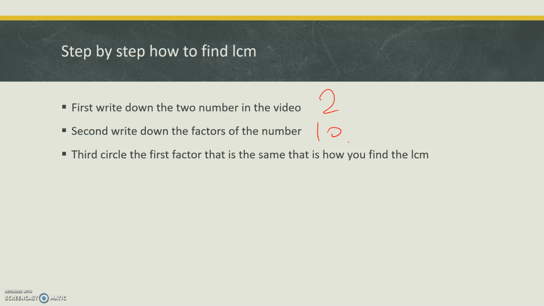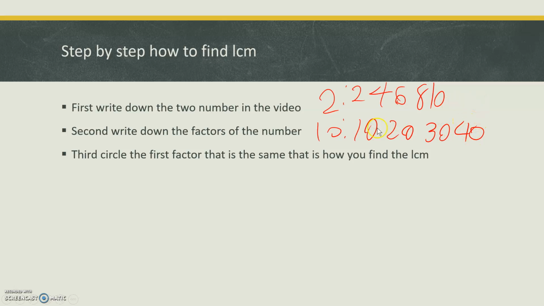Second, write down the multiples of the numbers. For the 2 times tables, it's 2, 4, 6, 8, and 10. I'm only going to write that much. And for the 10 times tables, it's 10, 20, 30, 40.